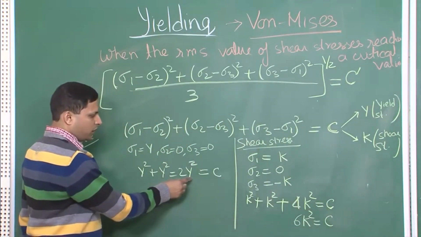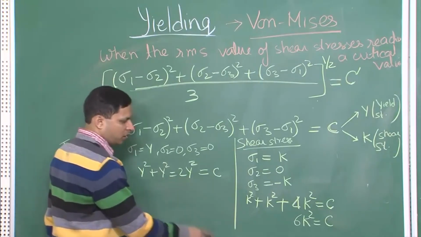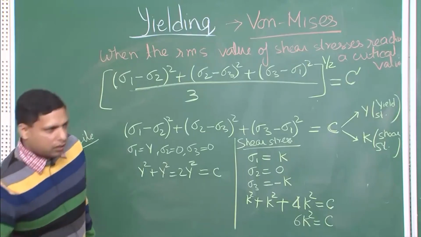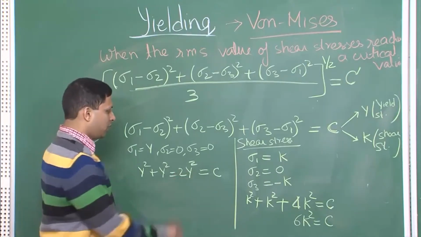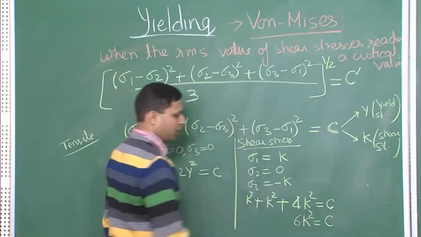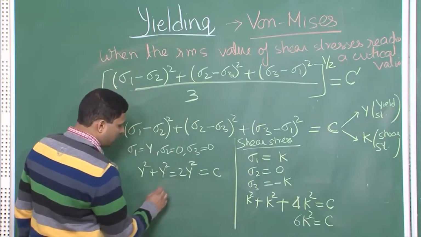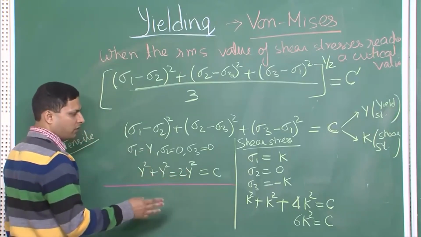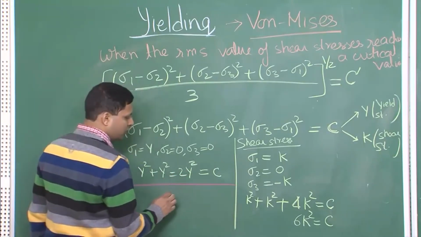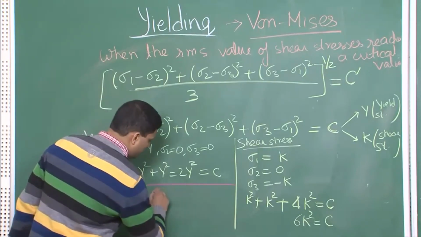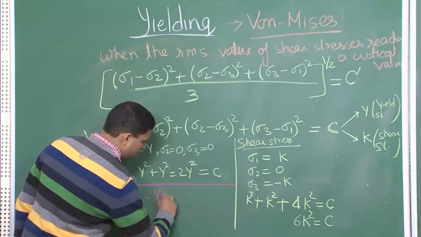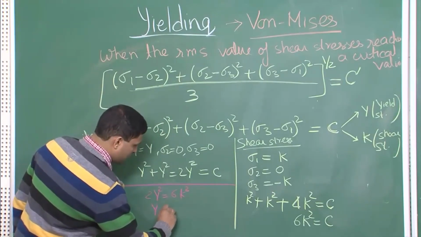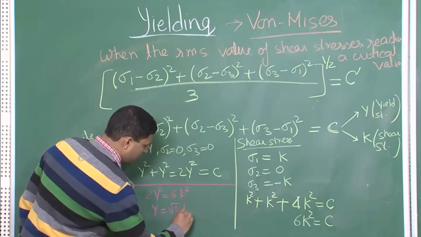Now we have two relations, one in terms of yield strength, the other in terms of shear strength. We can combine these two to get a relation between yield strength and shear strength. Under these conditions, your 2y square is equal to 6k square, which means y is equal to root 3 k.